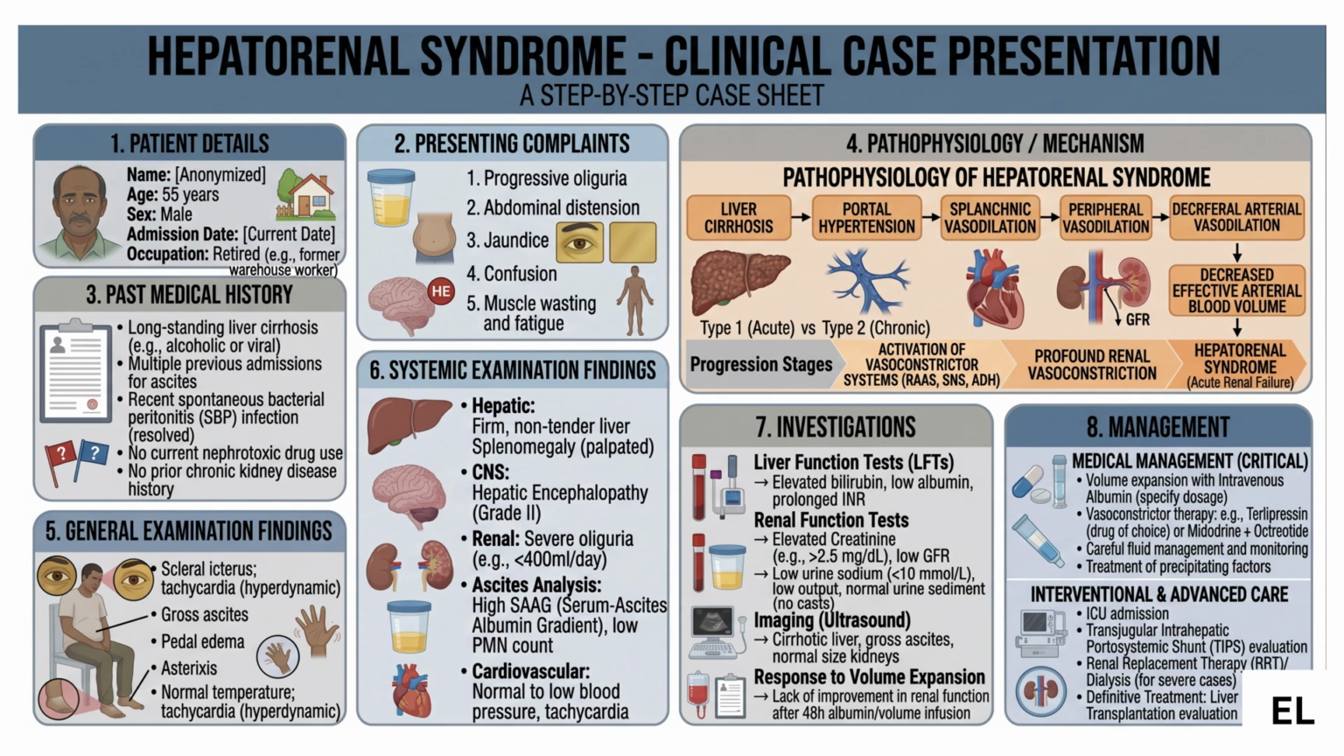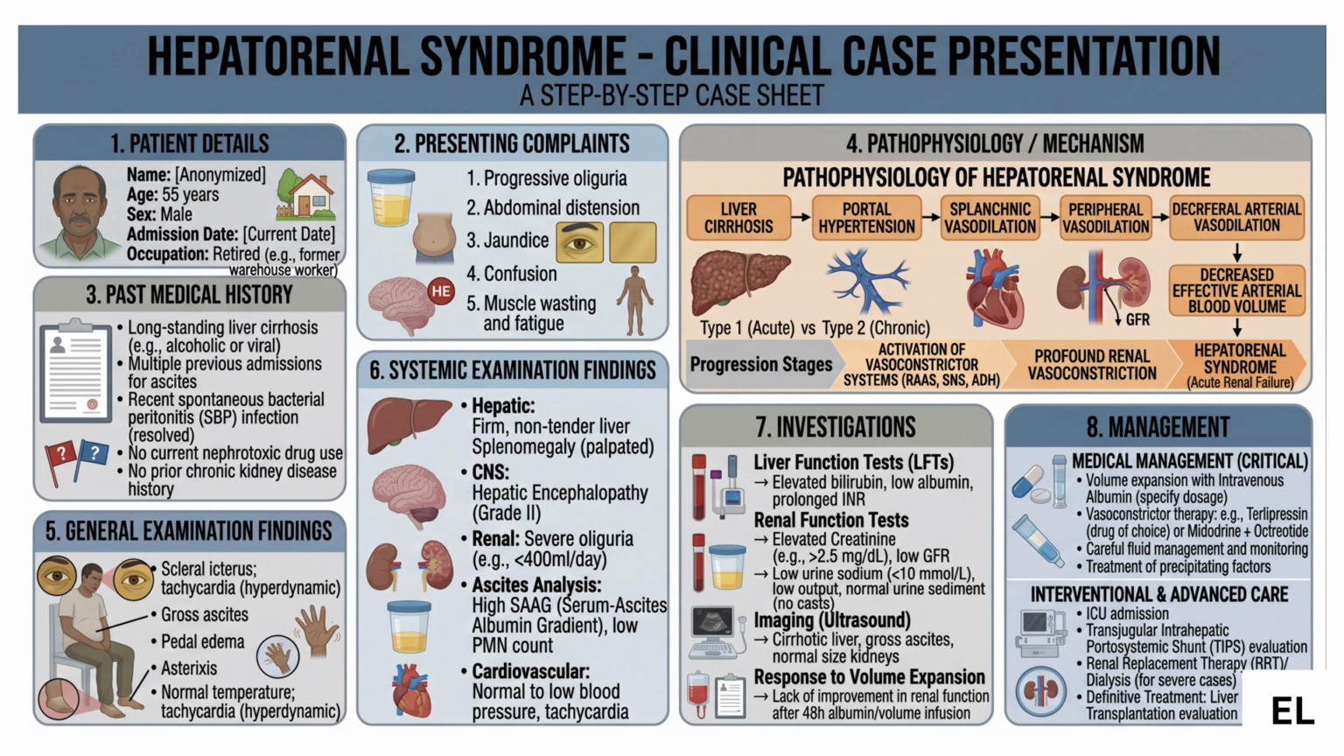The patient presents with progressive oliguria, meaning progressively reduced urine output. This is one of the hallmark symptoms of worsening renal perfusion. He also has abdominal distension due to massive ascites, jaundice indicating severe hepatic dysfunction, confusion suggestive of hepatic encephalopathy, and generalized muscle wasting with fatigue, which are features of chronic liver disease and poor nutritional status.